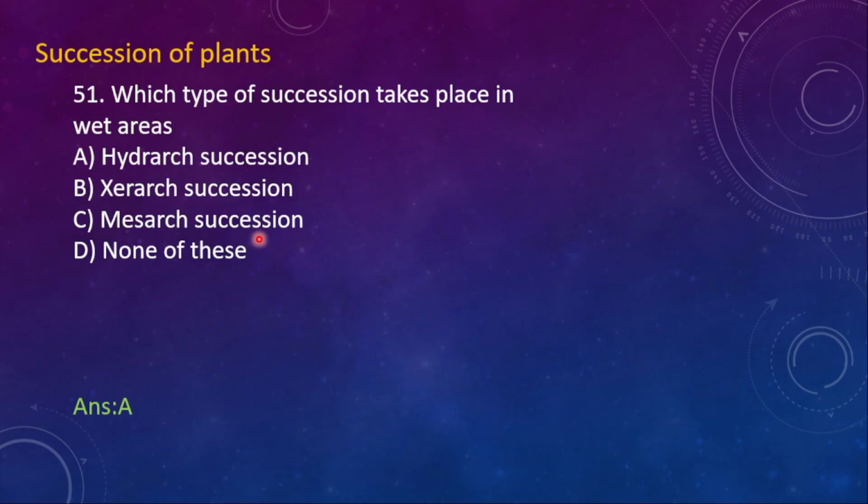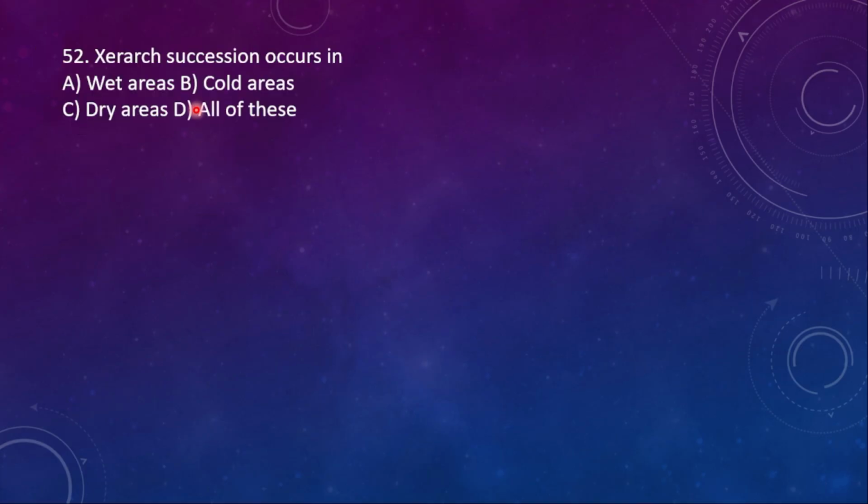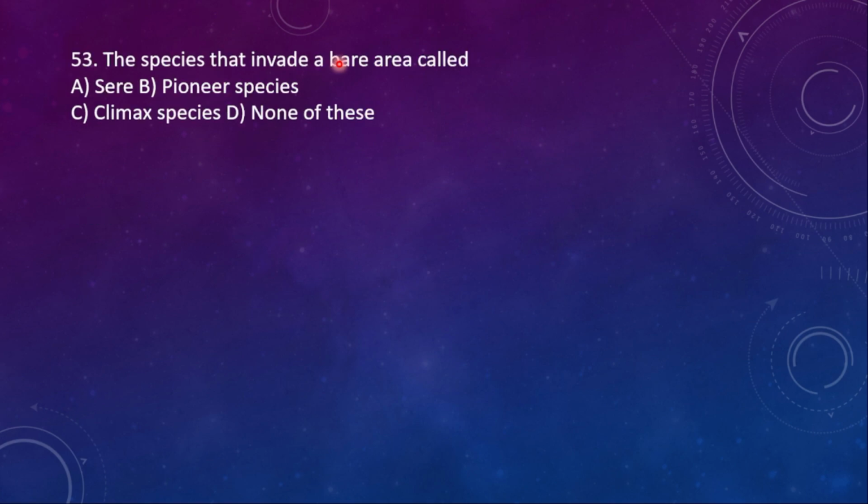Hydrarch succession. 52. Xeric succession occurs in wet area, cold area, dry area, all of these. Here the right option is C, dry area. Xeric means dry.